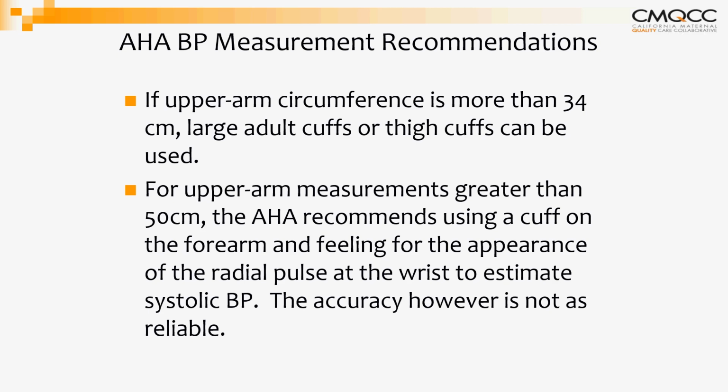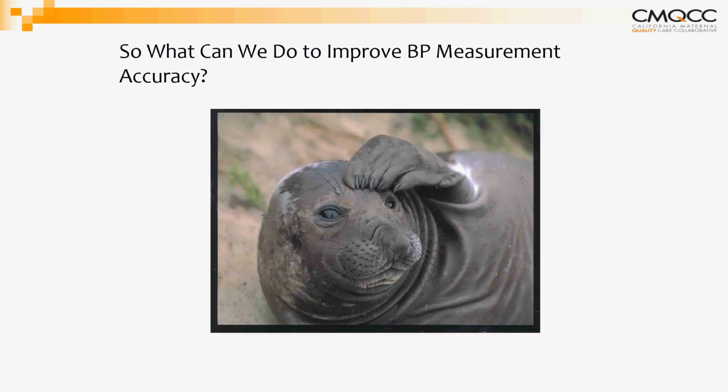So again, some of the best practice recommendations from the American Heart Association is that it's important to measure the arm. And I mentioned this a little bit earlier on. For upper arm measurements greater than 50 centimeters, the AHA recommends using a cuff on the forearm and feeling for the appearance of the radial pulse at the wrist to estimate systolic blood pressure. But this is not as reliable. But if you don't have thigh cuffs, then this may be the only thing that you have. Next slide.